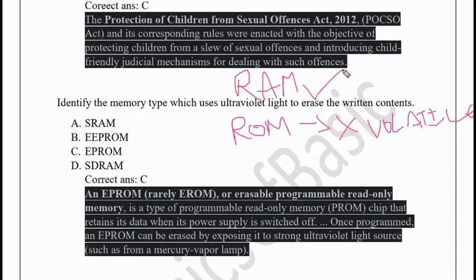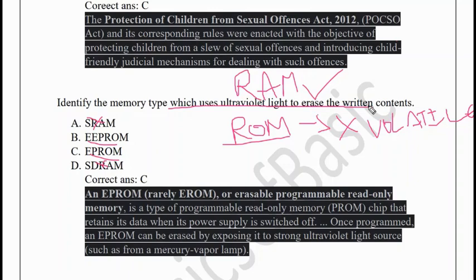That is, if you erase them, it is temporary in nature, whereas ROM is permanent in nature. So in this ROM itself, there are a variety of ROM like ROM, PROM, EPROM, EEPROM, and RAM is, as I said, temporary, and SDRAM is also temporary. So here EPROM and EEPROM. Now the question asks which uses ultraviolet rays to erase the written content.